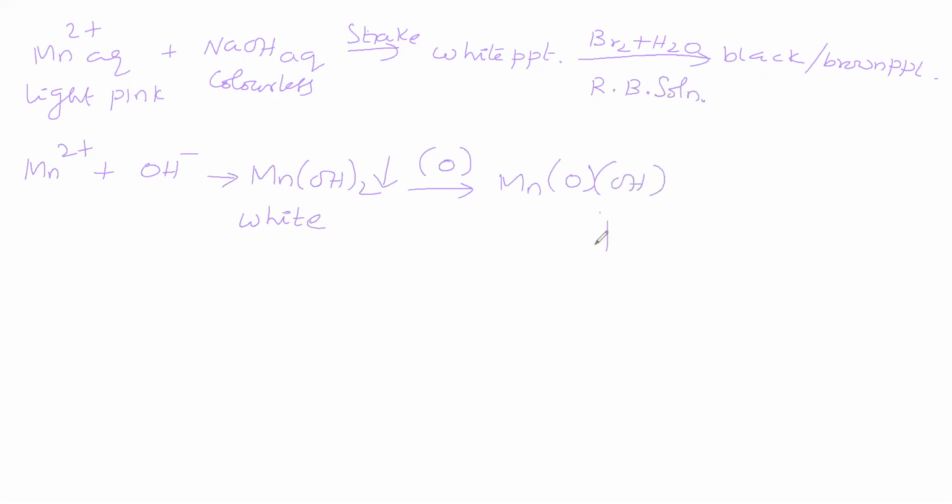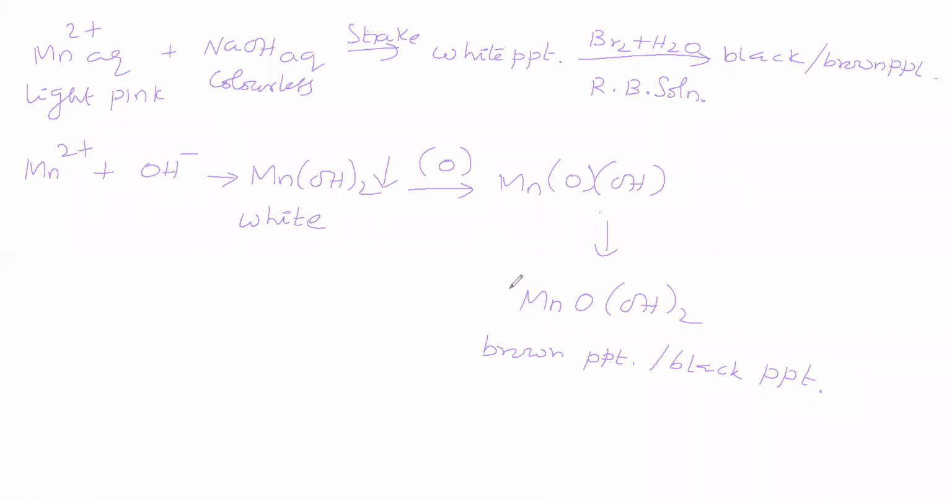Then it is converting into MnO(OH)2. This MnO(OH)2 is called a brown precipitate or a black precipitate. What are the oxidation numbers?